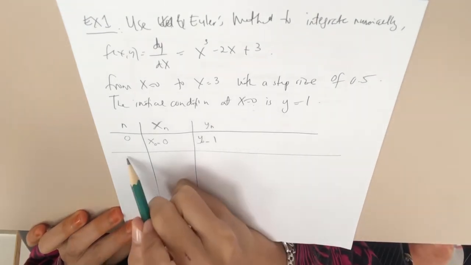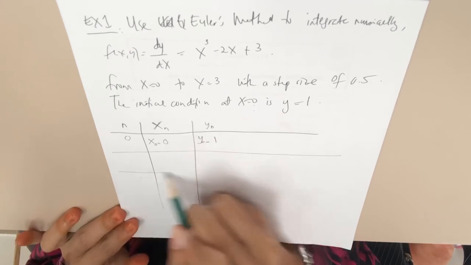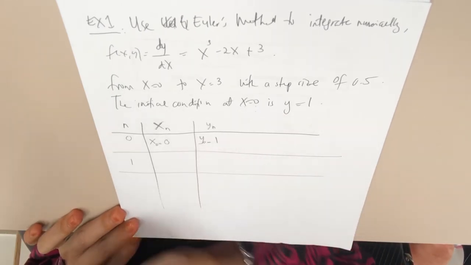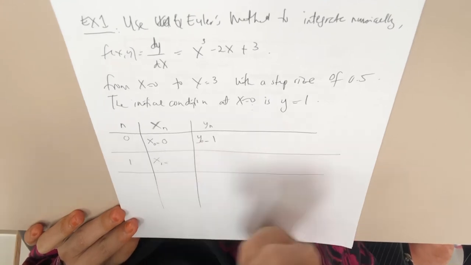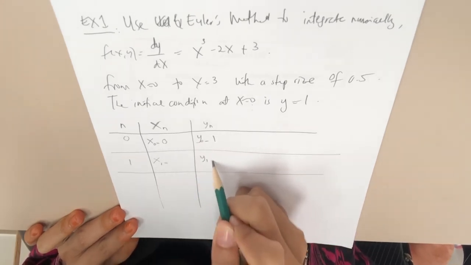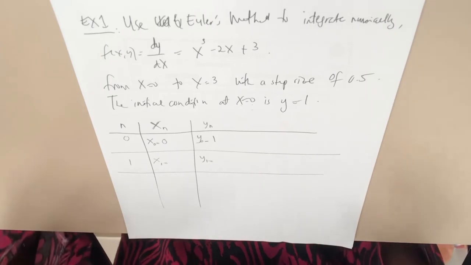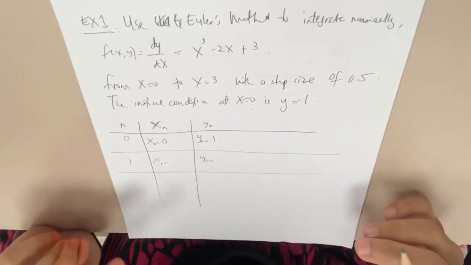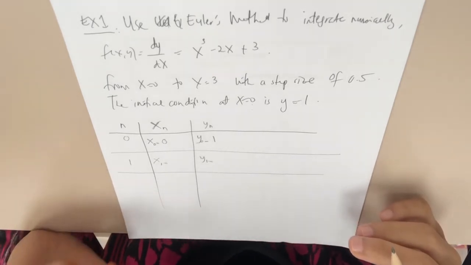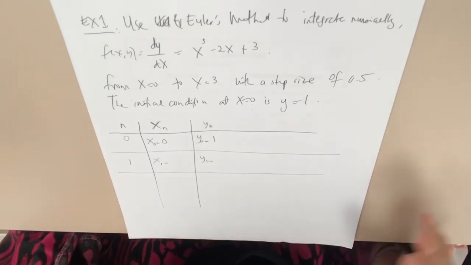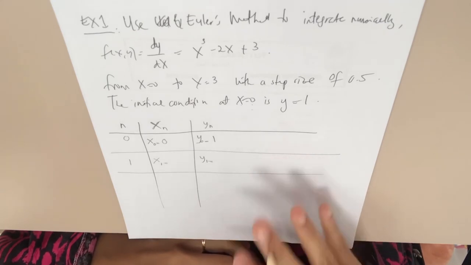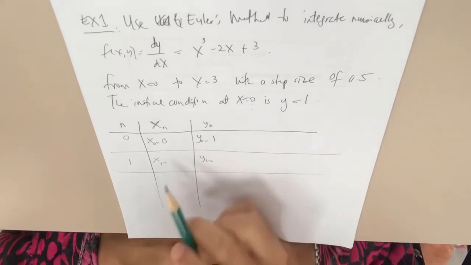Now we proceed to the second one. For N equal to 1, we want to find out X1 and also Y1. If you refer back to the formula that you have, the formula is Yn equal to something, so we will use that formula to get Y. How about X? How do we get X here?